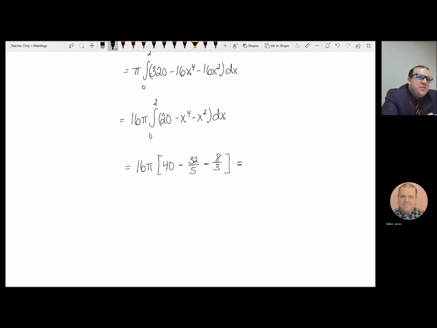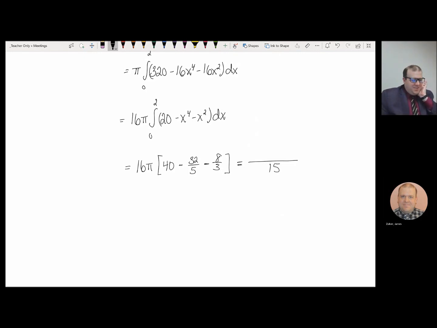We have a common denominator of 15. Yes? 20 times the length of the interval, length of 0 to 2. Something over 15.